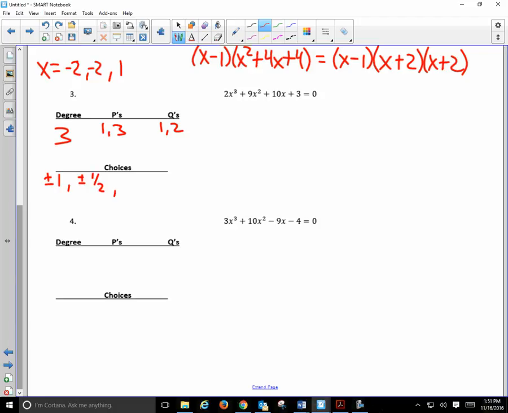Good. 1, 1/2, 3, 3/2. So what I'm doing is I'm taking each one of the P's and I'm dividing by each one of the Q's. So 1 over 1, 1 over 2, 3 over 1, 3 over 2.